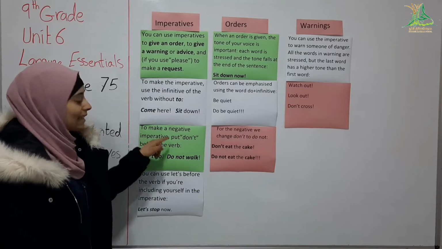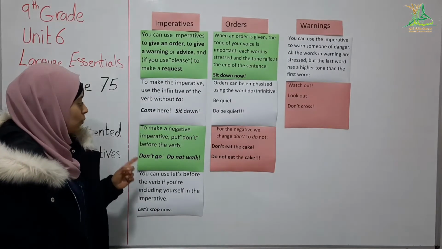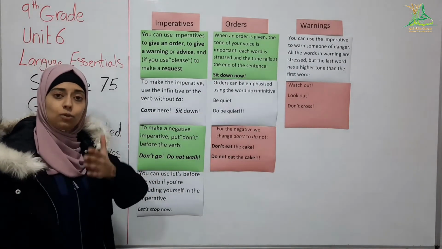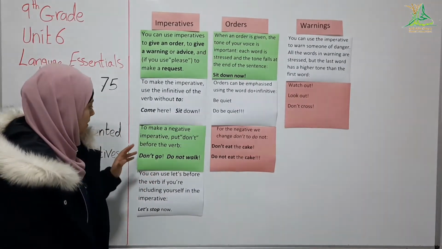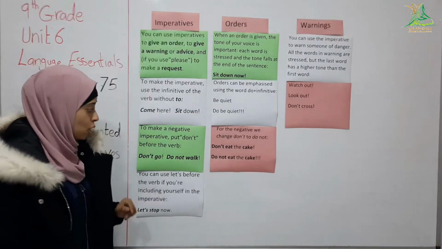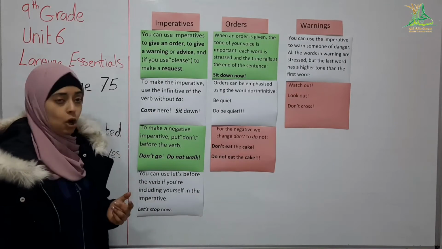To make a negative imperative, we put don't before the verb. Don't or do not, it is the same. So we put it before the verb. Do not go. Don't go.